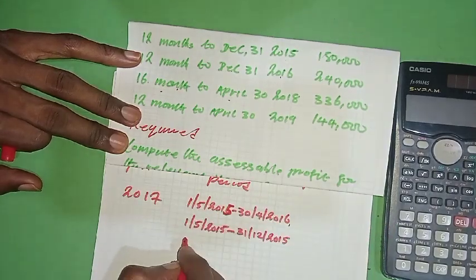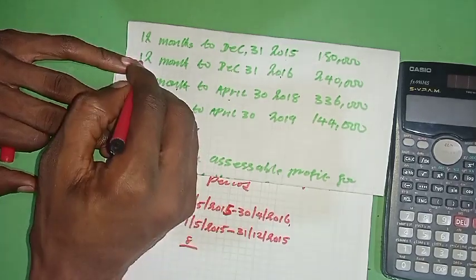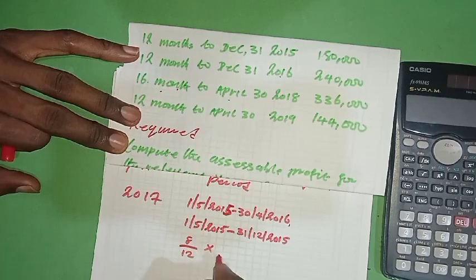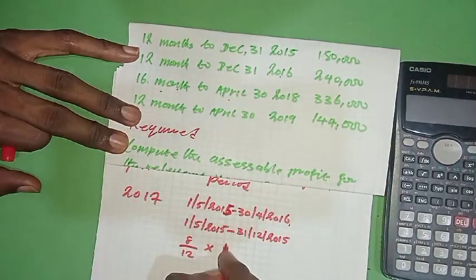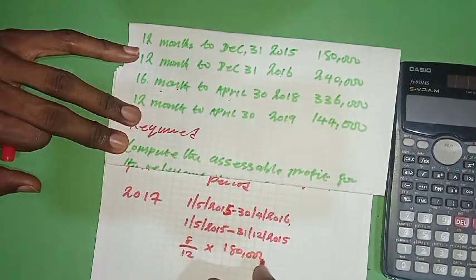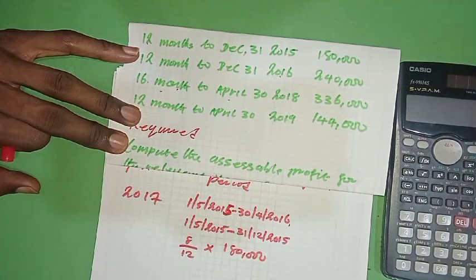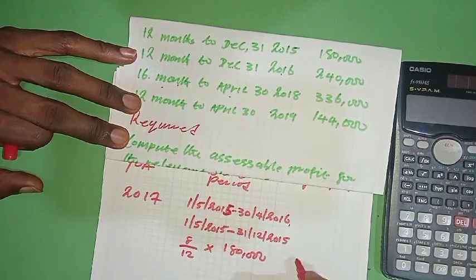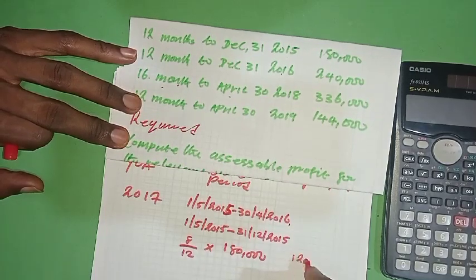There you see 8 divided by the total number of months here, which is 12, times 180. Hope you are with me. Times 180. It will give you what? If you times it, it will give you 120.